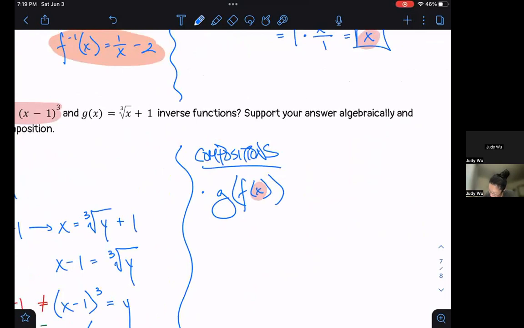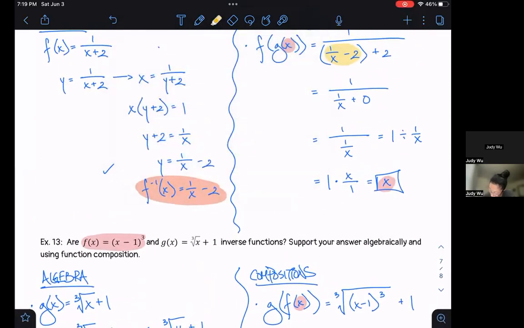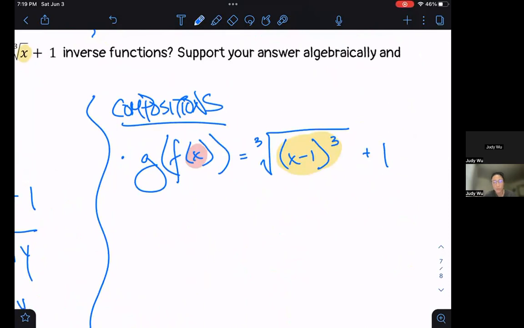All right. In the g equation, instead of the cube root of x, I'm going to have the cube root of x minus 1 cubed plus 1. So the reason why I'm doing that is because everywhere I see the x in this equation, I'm putting in the f of x equation, okay? And if you need to go back and review that, that should be in our section talking about compositions, okay?